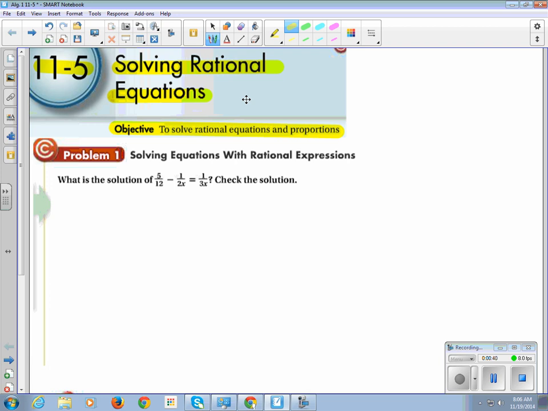We spent all day yesterday finding common denominators so we can combine fractions like this. So this is the second step to that: finding common denominators and solving.